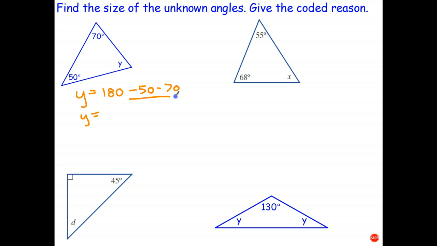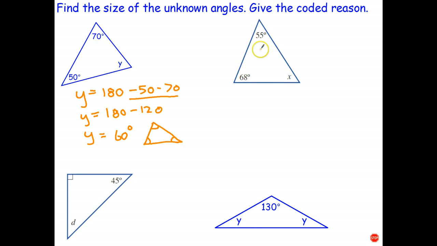If I'm taking away 50, taking away 70, that's the same as taking away 120, and therefore y must be 60 degrees. And the coded reason for that is angles in a triangle add to 180, and that's the coded reason for it, which makes it easier to draw the diagram than to write out that sentence. Okay, why don't you try the remaining 3 questions, please?